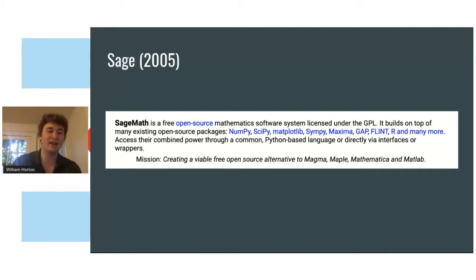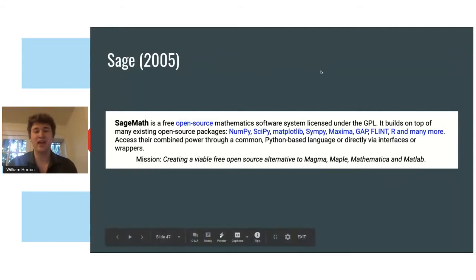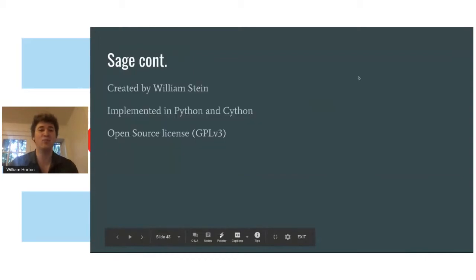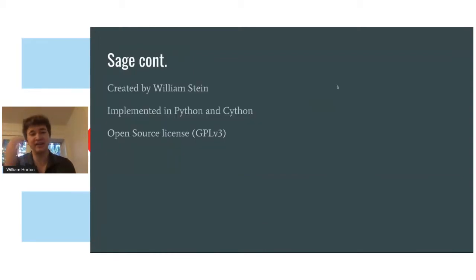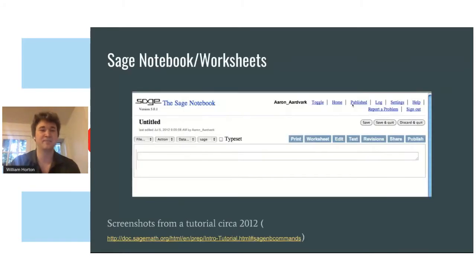So it's integrating these open source Python tools into an execution environment and a web-based notebook. So this was created by William Stein, and it was implemented in Python and Python. And like I said, importantly, it was released with an open source license. So this was a really big step in the development of notebooks and in their increased adoption.